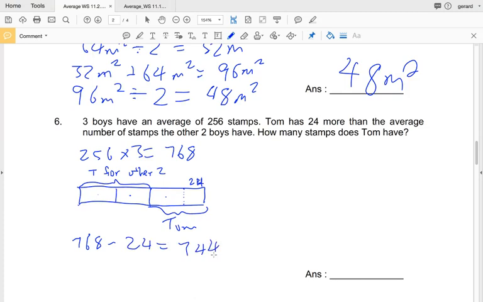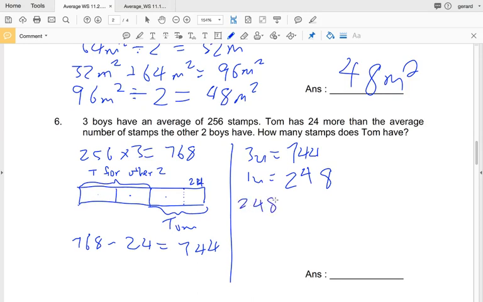So 3 units equals 744, and 1 unit equals 248. To find how many stamps Tom has, just take the 248, which is 1 unit, plus 24, which equals 272.